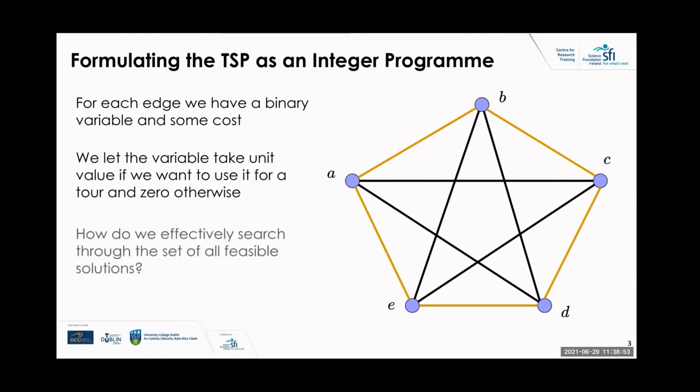So then the question is, do we actually have effective methods for solving such formulations? And the answer is, for the most part, yes. We have the Concorde TSP solver, which is probably one of the best success stories in terms of integer programming and combinatorial optimization, which can effectively solve quite large TSP problems.